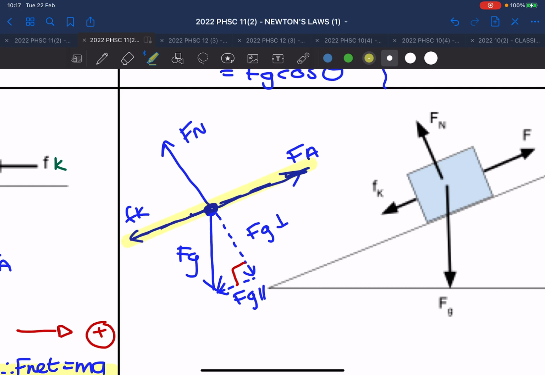Alright, so you highlight the forces that are in the same plane, meaning you are allowed to add and subtract them from one another.